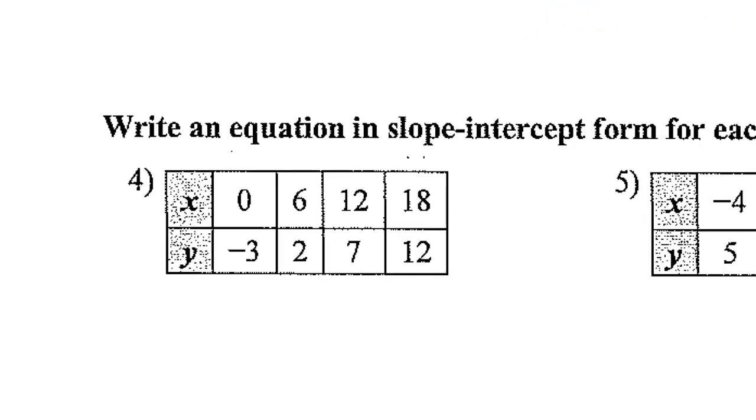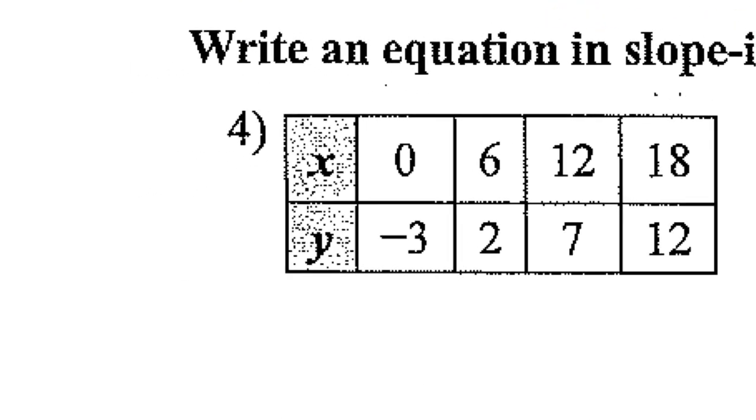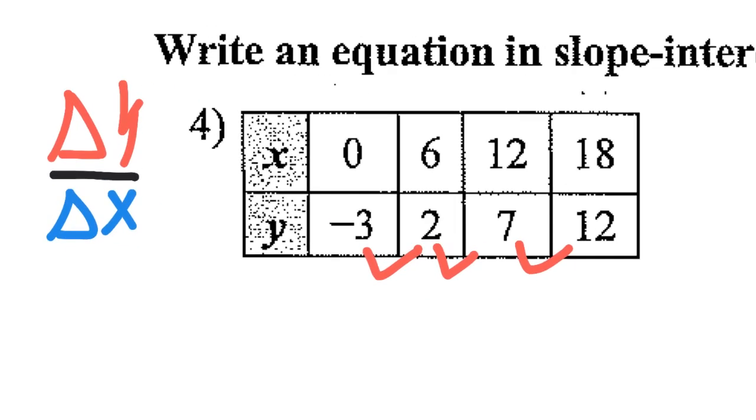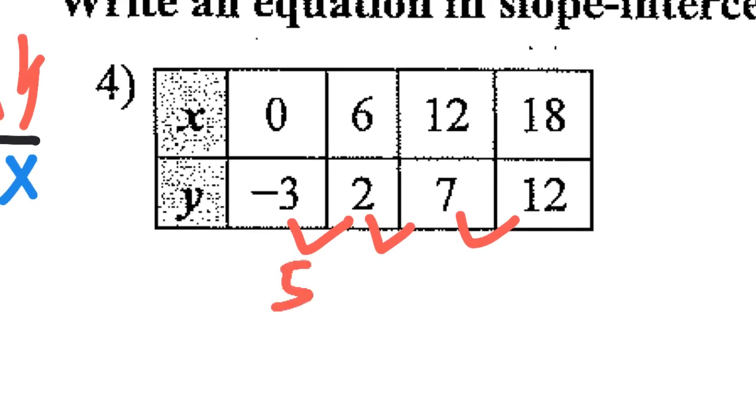On to number 4. Now these are some of the more confusing ones, mostly because it's starting to blend together a little bit. We're going to look at our change of y over our change of x. First, I'm going to look at how much all of the y's are changing by. So from -3 to 2, 2 to 7, and 7 to 12, all of these are changing by 5. On the x values, all of those are changing by 6.